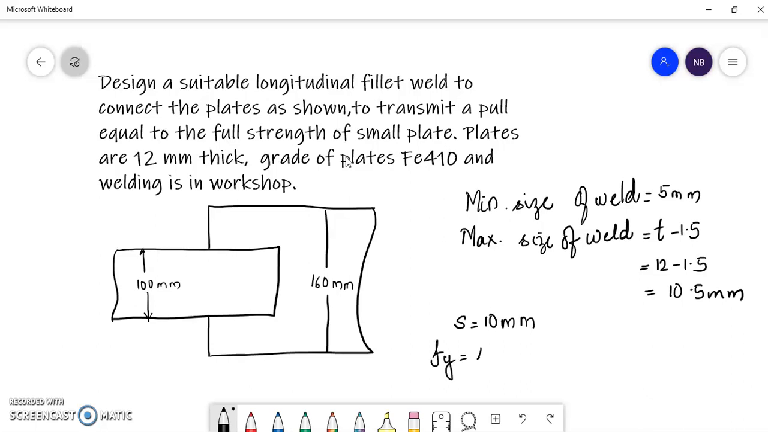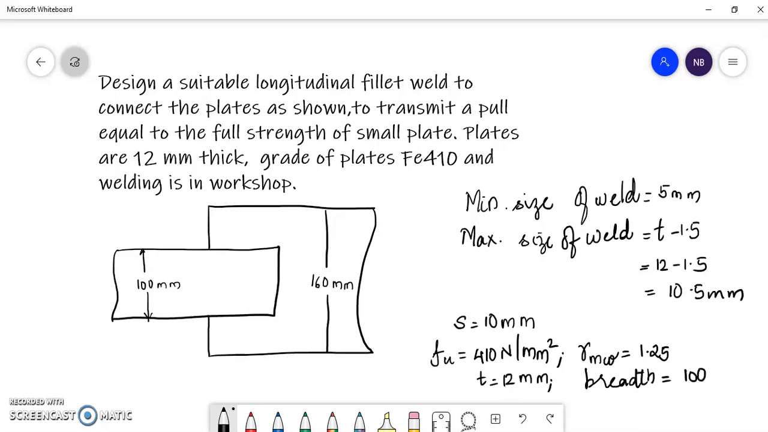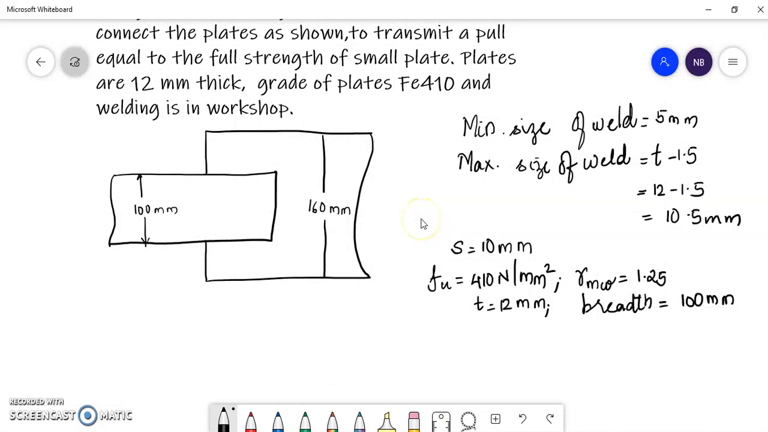The data given to us: sorry, this is not Fy, but this is Fu. Fu is 410 Newton per mm square. Gamma Mw is 1.25 for shop welds. Thickness of the plate is 12 mm and the breadth of the plate, now we are talking about the smaller plate, is 100 mm. We have to find out the full capacity of the smaller plate.